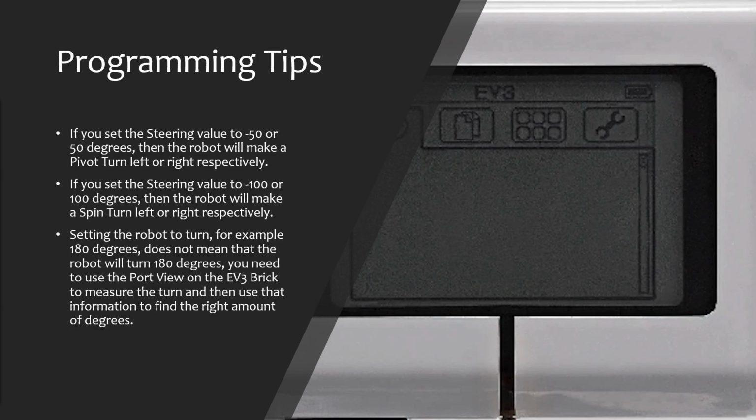Here are some quick programming tips for programming turns with EV3 bricks. If you set the degree of the turn to anything between -50 and 50, then the robot will make a pivot turn left or right. But if you set the degree to -100 or 100 degrees, then the robot will make a spin turn left or right. Lastly, setting the robot to turn 180 degrees on the EV3 Mindstorm software does not actually mean that the robot will turn 180 degrees. You need to use port view on the EV3 brick to measure the turn and then use that information to find the right amount of degrees.